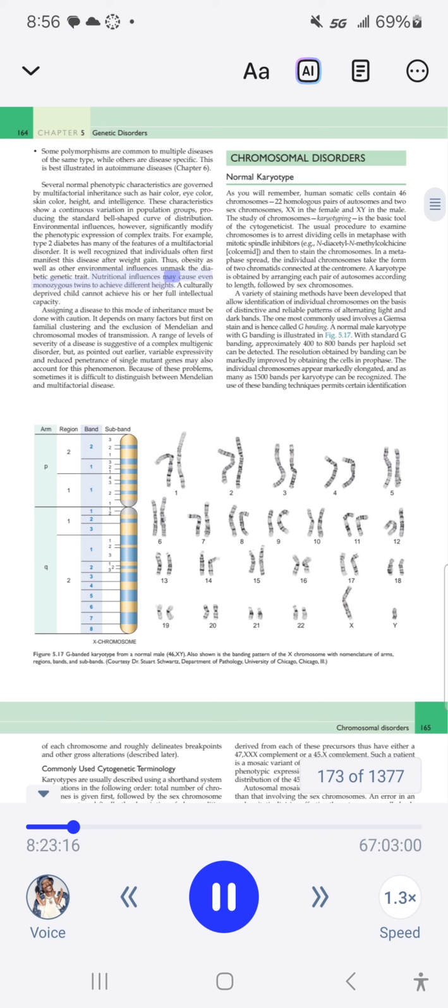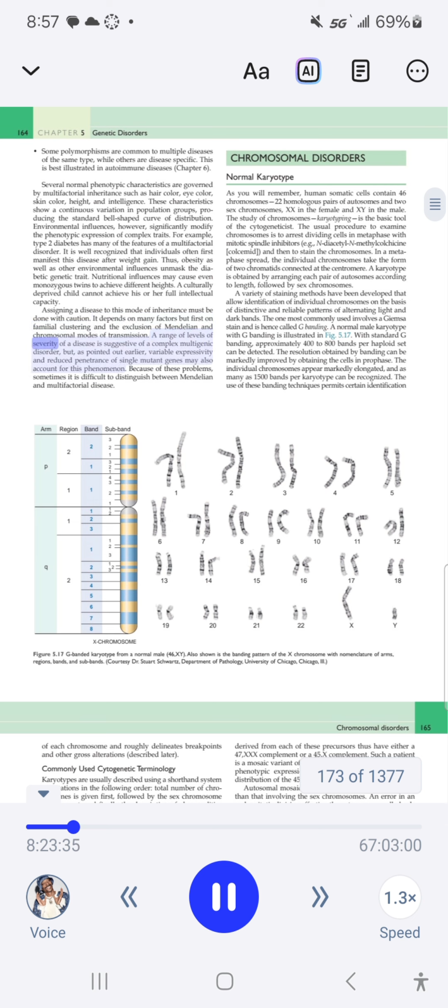Nutritional influences may cause even monozygous twins to achieve different heights. A culturally deprived child cannot achieve his or her full intellectual capacity. Assigning a disease to this mode of inheritance must be done with caution. It depends on many factors, but first on familial clustering and the exclusion of Mendelian and chromosomal modes of transmission.